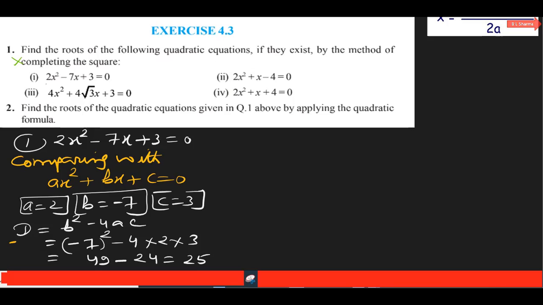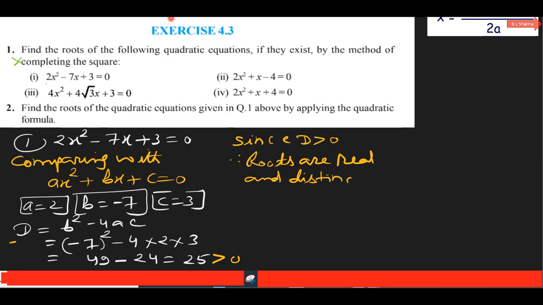So we write here, since the discriminant is greater than 0, therefore roots are real and distinct. ये हमने इसका नेचर ऑफ रूट फाइंड आउट किया है, and that is yes. So now we have to apply the quadratic formula here.